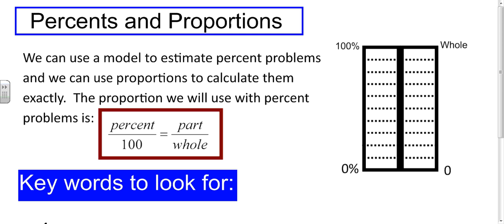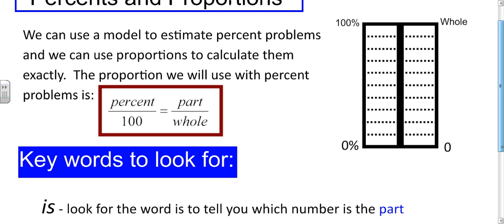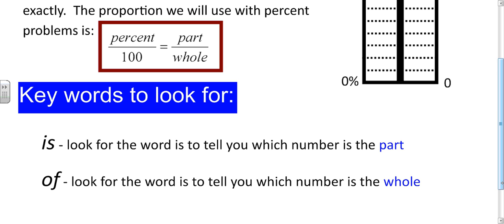It is, we put the percent over 100, and that's going to be set equal to the part over the whole. Some things that can help with this are keywords to look for in the problems. When you see the word "is," that word sometimes tells us which number is the part, and we'll see how that can help us in just a second. Same thing with "of." We want to look for the keyword "of," and that can sometimes tell us which number represents the whole.